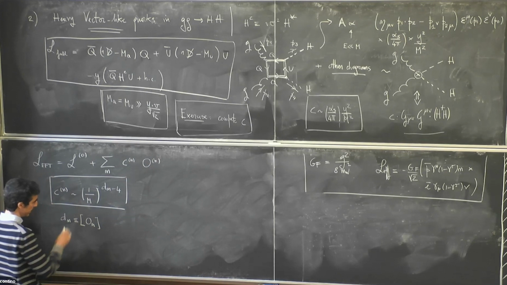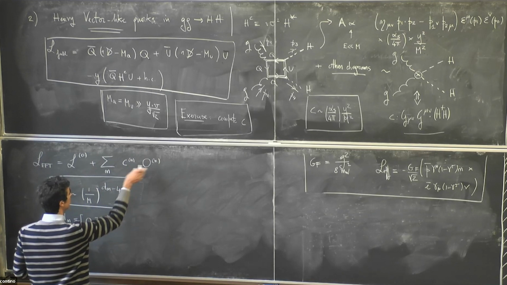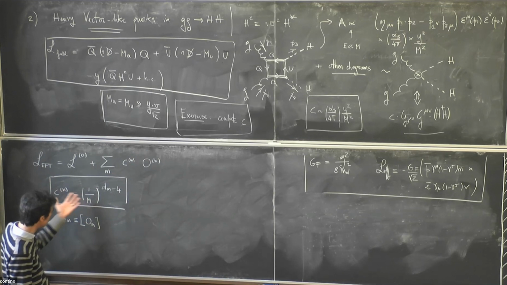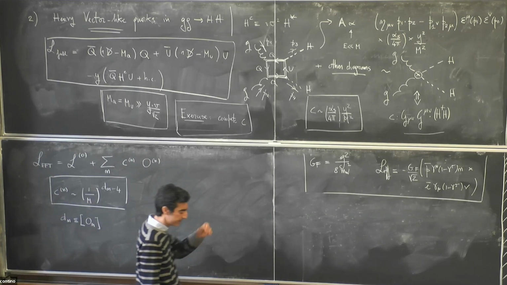We will refine this estimate next time, tomorrow. But just on dimensional grounds, if the operator has dimension d of n, this coefficient has to have dimension d of n minus 4, and the dimensionality is made by the heavy parameter. This is exactly what you find in the examples that we discussed, because the operator has dimension 6 in those examples, and you get 1 over m squared. Now, what is the effect of these operators in low energy quantities?